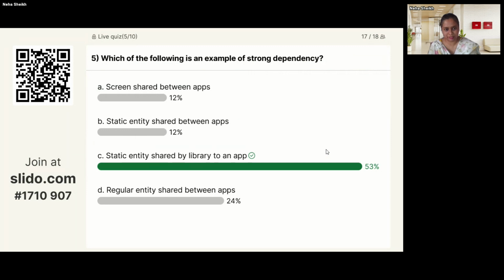So the correct answer is C, and maximum people got it right. That's great. Regular entities do not create strong dependency. Okay. We can see the leaderboard. Actually, there are 10 questions.